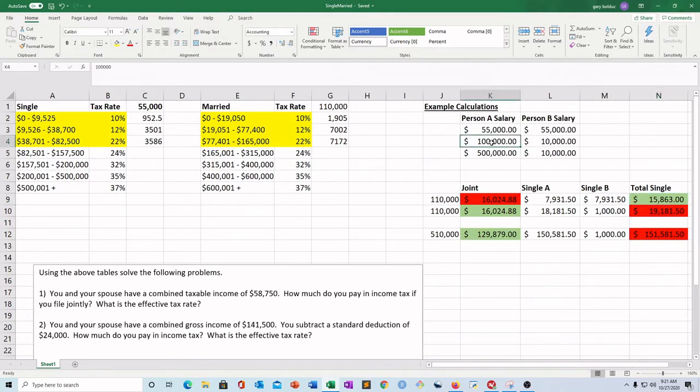If you then, person A, you make the same total amount, $110,000 between the two people, but if person A makes a lot of money and person B doesn't make very much, comparatively, then you'll see that it actually is beneficial for you to file together, because green, that's less than red.